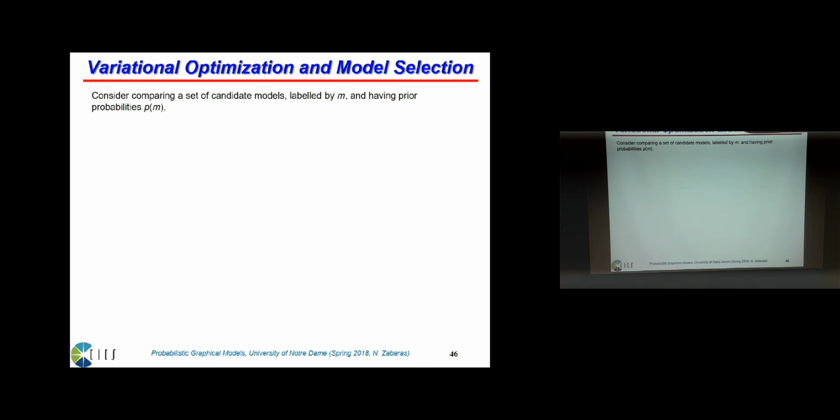So the idea here is, you may have different models that you label with M. Maybe you put some priors on these models, and you have some data, and you want to figure out what is the best model. So the question is, can you actually use variational optimization, variational inference, to find the best model?